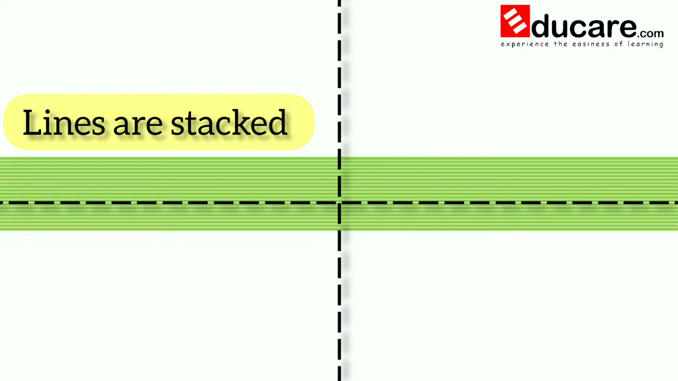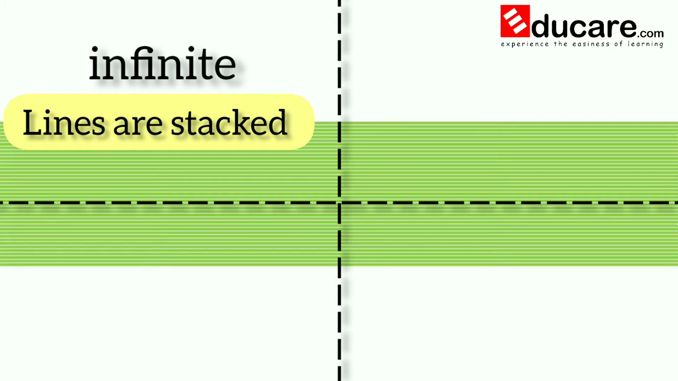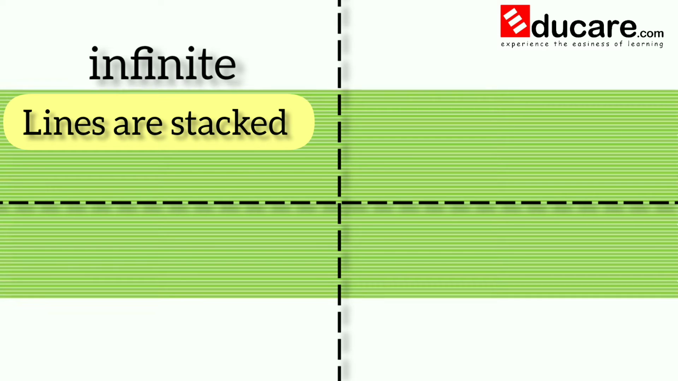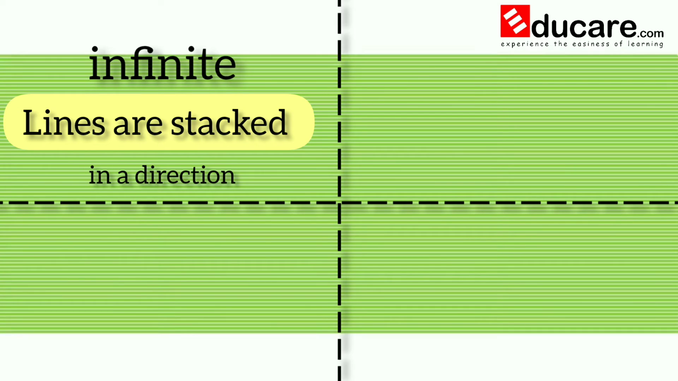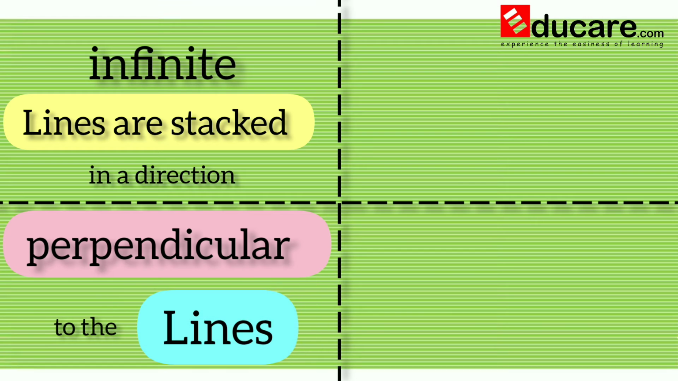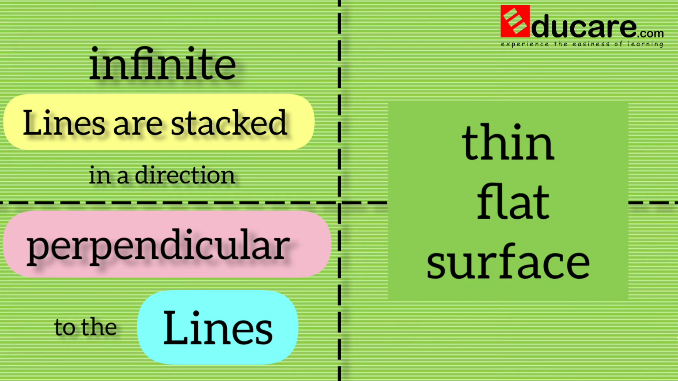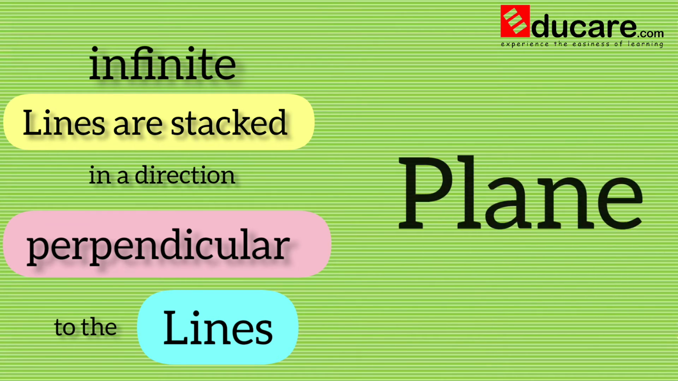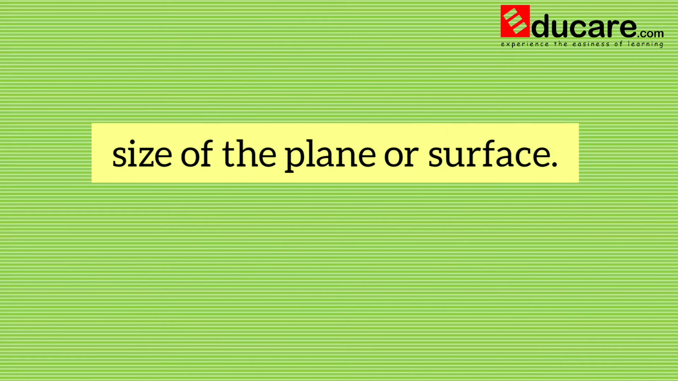Now, let's stack the lines. If infinite number of lines are stacked or arranged one over the other in a direction perpendicular to the line, a surface is formed. The flat surface, thus formed, is called a plane. The size of the plane is called its area.